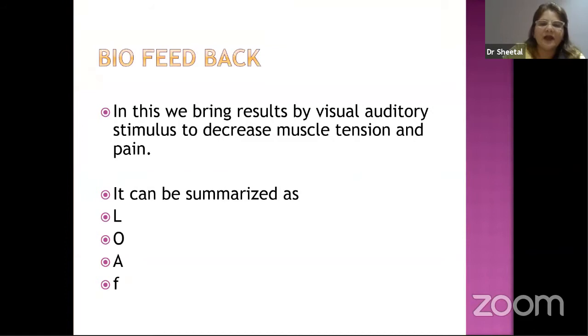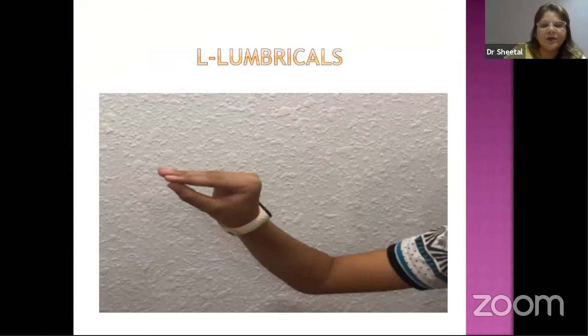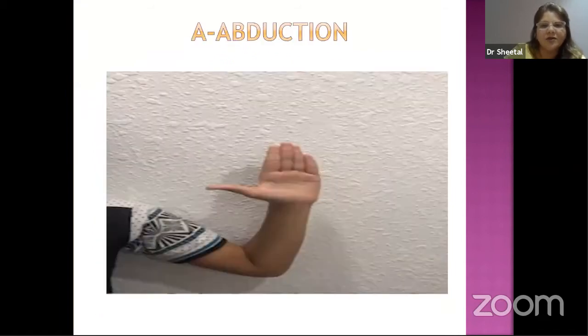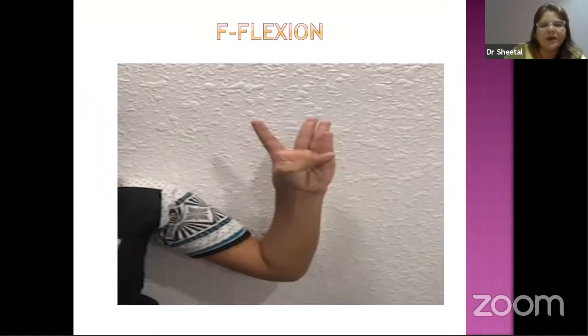Now is the biofeedback mechanism. In this, we bring results by visual and auditory stimulus to decrease muscle tension and pain. It is normally summarized as LOAF, that is lumbricals, opposition, abduction, flexion.